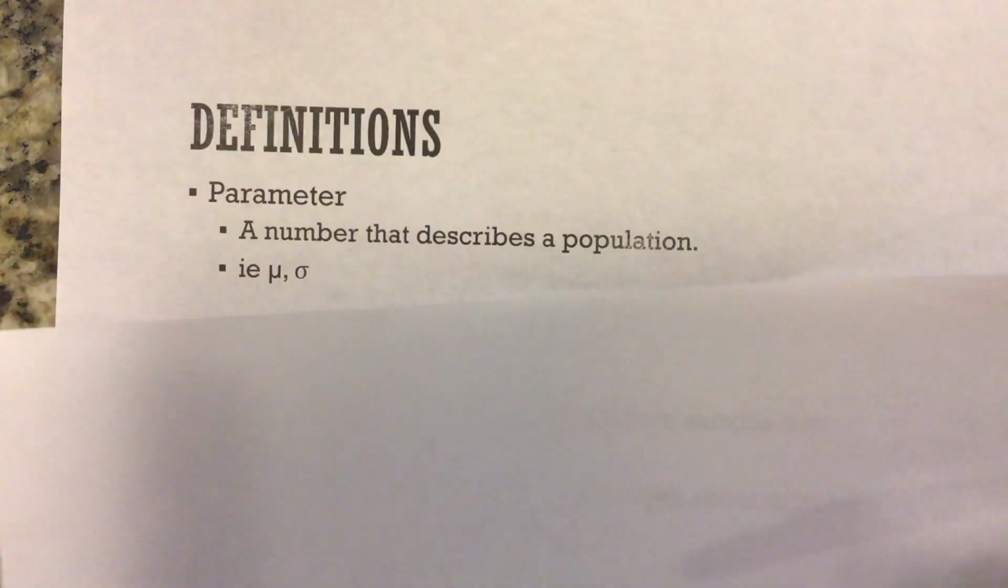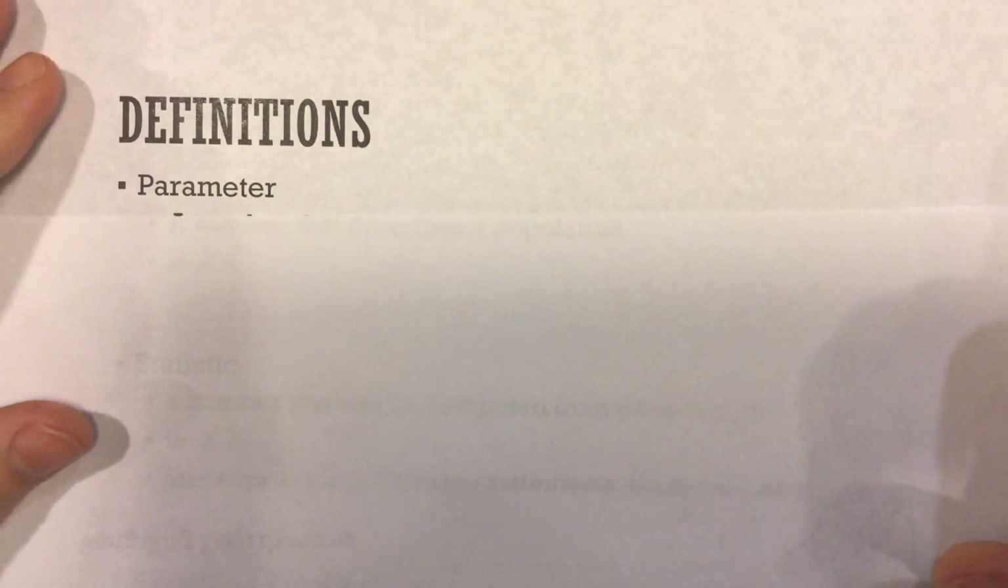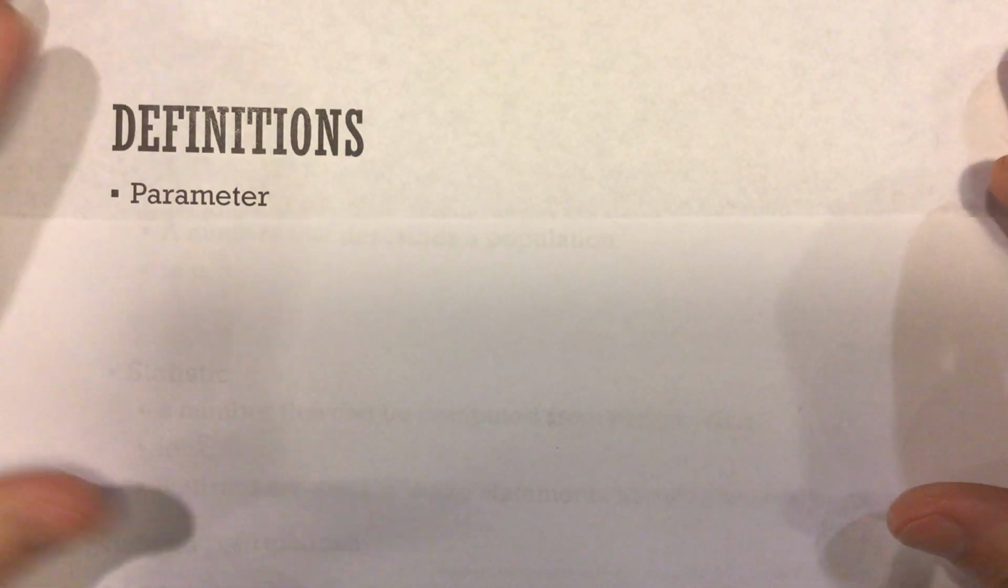All right, so here we go, some vocab. There we go. Our first word is a parameter. All right, this is a word you should already be familiar with. We've used it in the past. Remember that a parameter is a number that's the perfectly accurate value from a population.